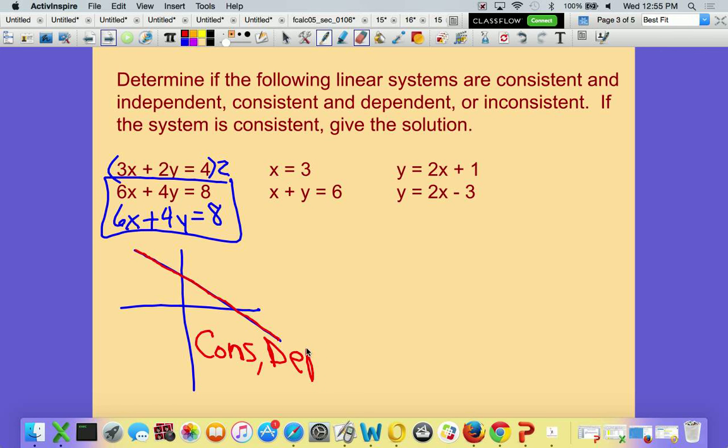That means it is dependent. So it's a consistent, dependent system of equations.